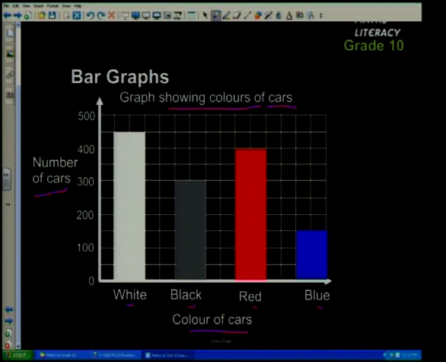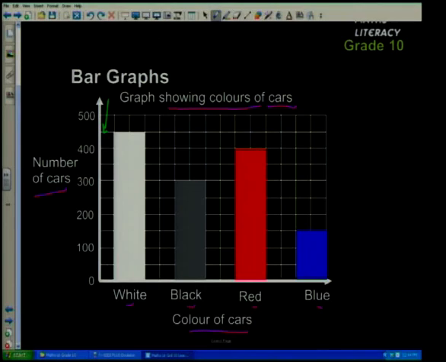Can we put these into any order? We can. So whoever drew the graph said, well, white, then black, then red, and then blue. But you know what? We could change that totally around. We could say red first, white, then black. But you know what? That's how we know it should be a bar graph.